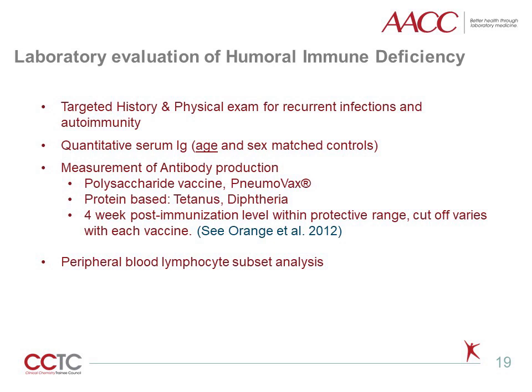The measurement of quantitative antigen-specific IgG titers pre- and post-immunization will give important clues. Four weeks post-immunization, levels should be within protective range. Cutoff varies with each vaccine. Peripheral blood lymphocyte subset analysis should additionally be considered.